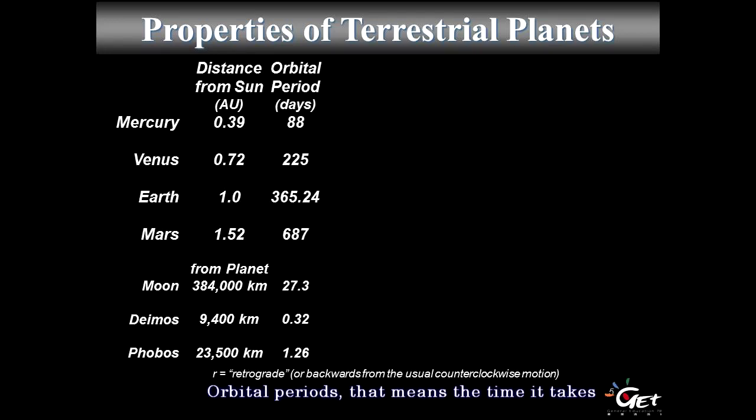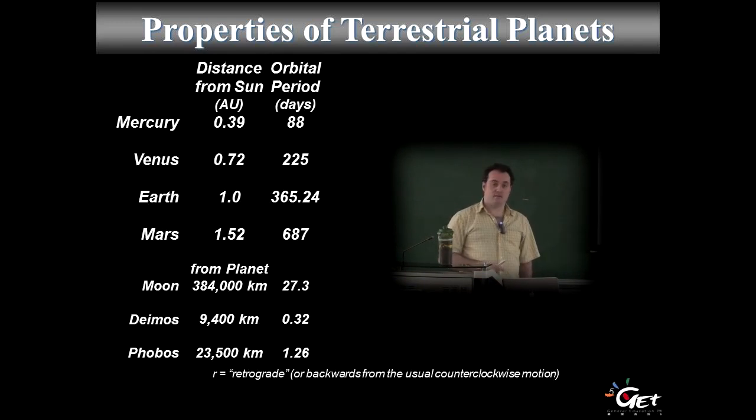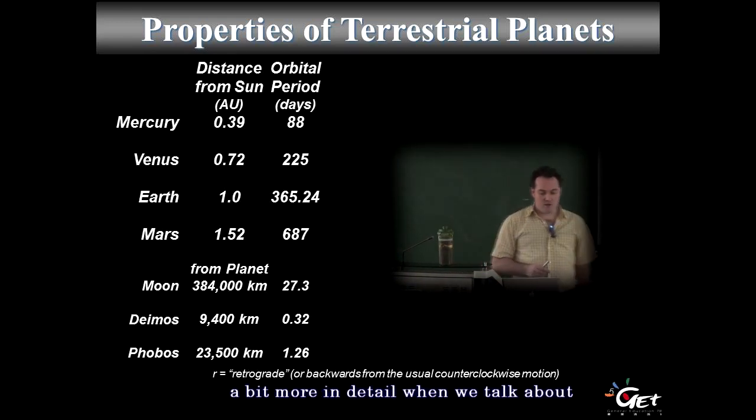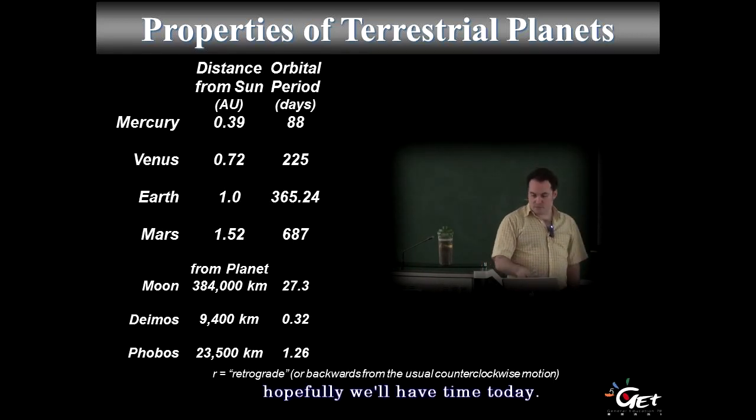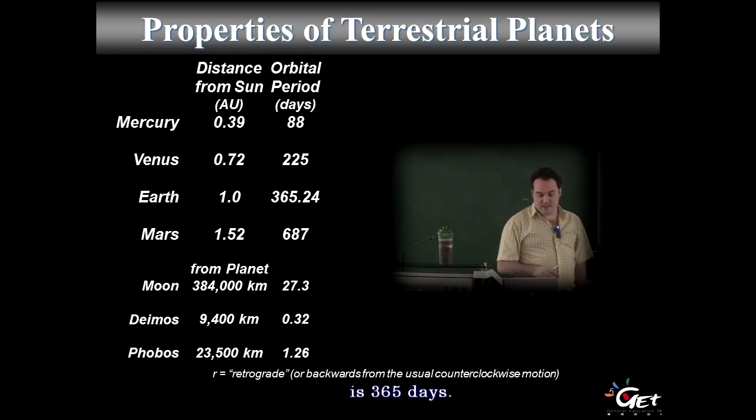Orbital periods, that means the time it takes for the planet to orbit the Sun. The further you are, the longer it takes. This is something we'll discuss in more detail when we talk about Kepler's laws. Hopefully we'll have time today. You know the orbital period of the Earth is 365 days.